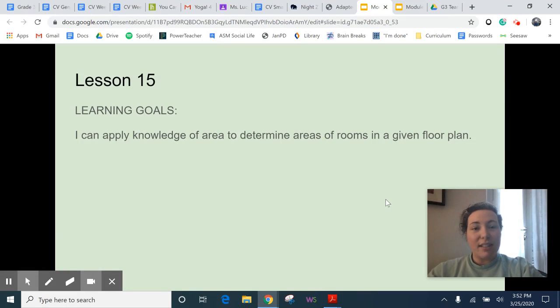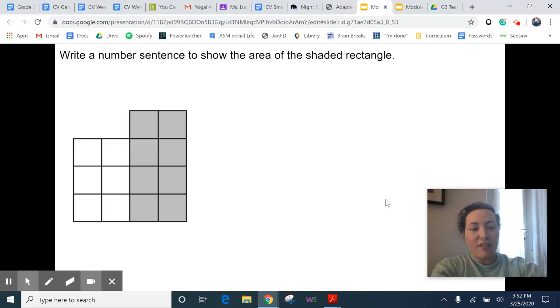Today we're working on lesson 15, and we are using our knowledge of area to determine the area of rooms in a floor plan. So that's just sort of the outside edges of a room, like the room you're sitting in right now. Before we get started, grab a pencil or a pen and something to write on as well.